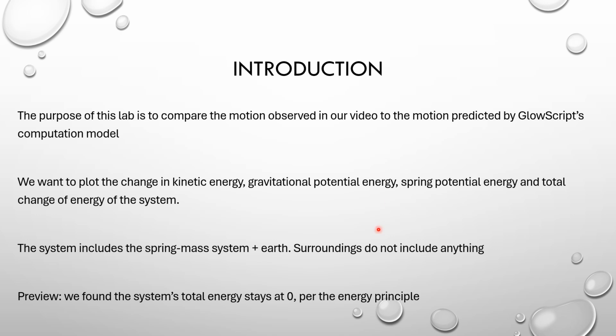We then want to plot the change in kinetic energy, the change in gravitational potential energy, the change in spring potential energy, and finally the total change of energy of the system on a graph against time. This system includes the spring-mass system plus the Earth. Surroundings don't include anything. A preview of our results is that we found the system's total energy stays at zero, which is per the energy principle that energy cannot be created or destroyed, but the individual energies, kinetic, gravitational potential, and spring, do change as time goes on.